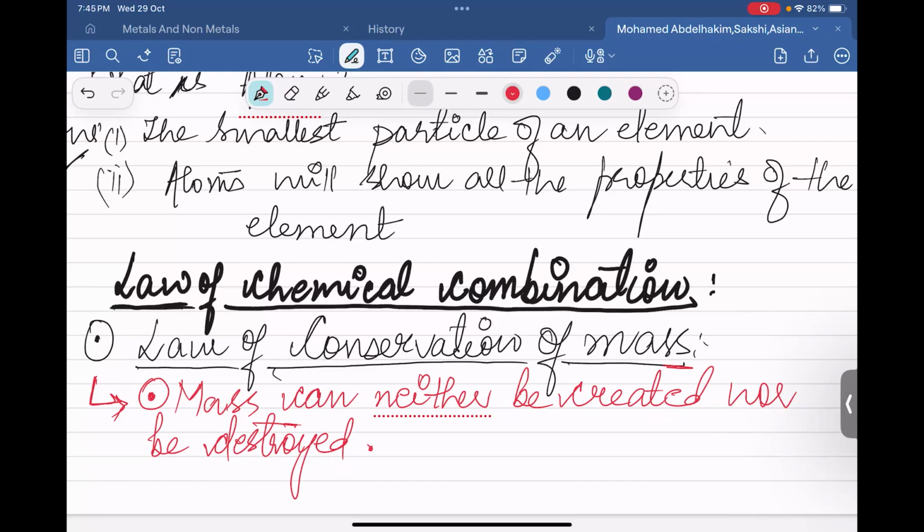Keep your microphone open. Don't turn it on and off again and again. If there is some disturbance, then only you can mute it.